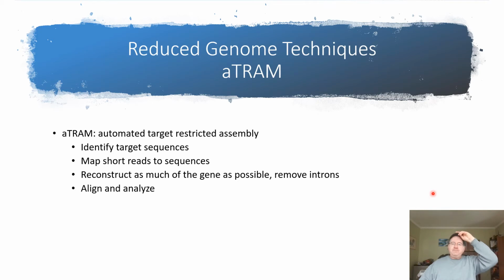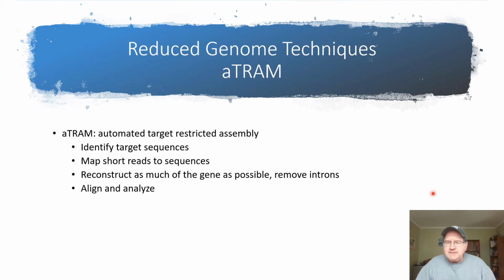So the first one I want to talk about, well, they all fall under the rubric of what I'm calling reduced genome techniques. So instead of looking at the entire genome, we're going to concentrate our attention on a reduced set of targets within that entire genome. So the first technique I want to describe is something called ATRAM. And I'm prejudiced. I'm going to talk about this one first because this is one of the ones that we've chosen to use here in my own lab.